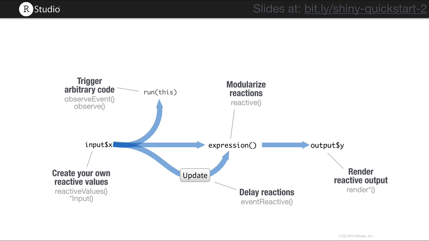All right, so what do you now know how to do? Quite a bit. You can render reactive output with render. You can modularize your reactive chains with reactive. You could isolate values so they stop the reactive chain with isolate. You could trigger arbitrary code with observeEvent or observe. You could delay reactions with eventReactive. And you can even create your own reactive values to use at the start of your reactive chains with reactiveValues. So this is probably the most technical of the 3 webinars, and I thank you for paying attention this long. You can see that you've learned quite a bit about customizing your Shiny apps along the way.